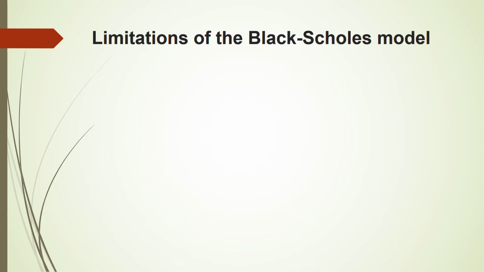Now let us move on to the limitations of the Black-Scholes model. Number 1, it assumes that no dividends are paid in the period of the option. Why dividends? Because we are taking a share price. In the share price, we pay dividends also, but they are assuming that no dividends are paid from that share price. Hence your share price is not affected. You will have the same share price throughout, because no dividends are paid according to the model. So these are some limitations.